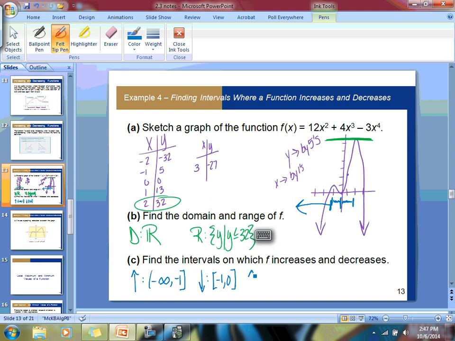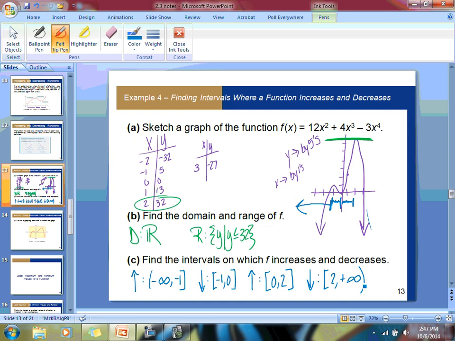So my graph is going to be increasing again from 0 to 2 on the x-axis. From 0 to 2, I went up on my graph. And then from 2 all the way on to positive infinity, that's where I'm going to decrease again. So it's decreasing from 2 to positive infinity. And again, I want parentheses around the infinities, not the brackets.